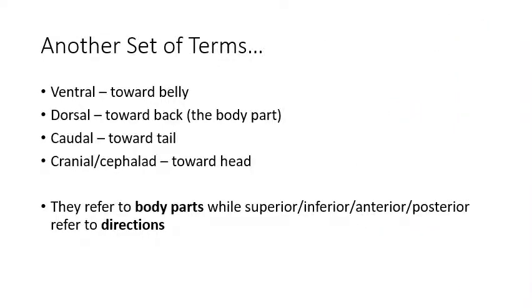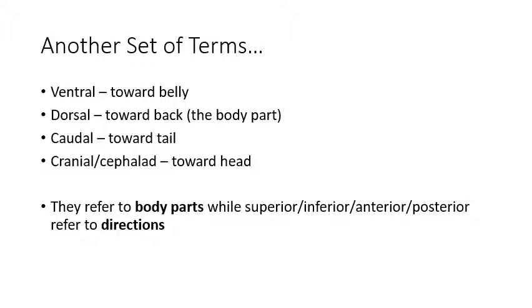So there's also another set of directional terms in anatomy that we're not going to use in here, but you might come across them somewhere. They would be ventral, dorsal, caudal, and cranial or cephalad. So you don't need to know these for this class, but I did want to make you aware of them in case you happen across them later on.